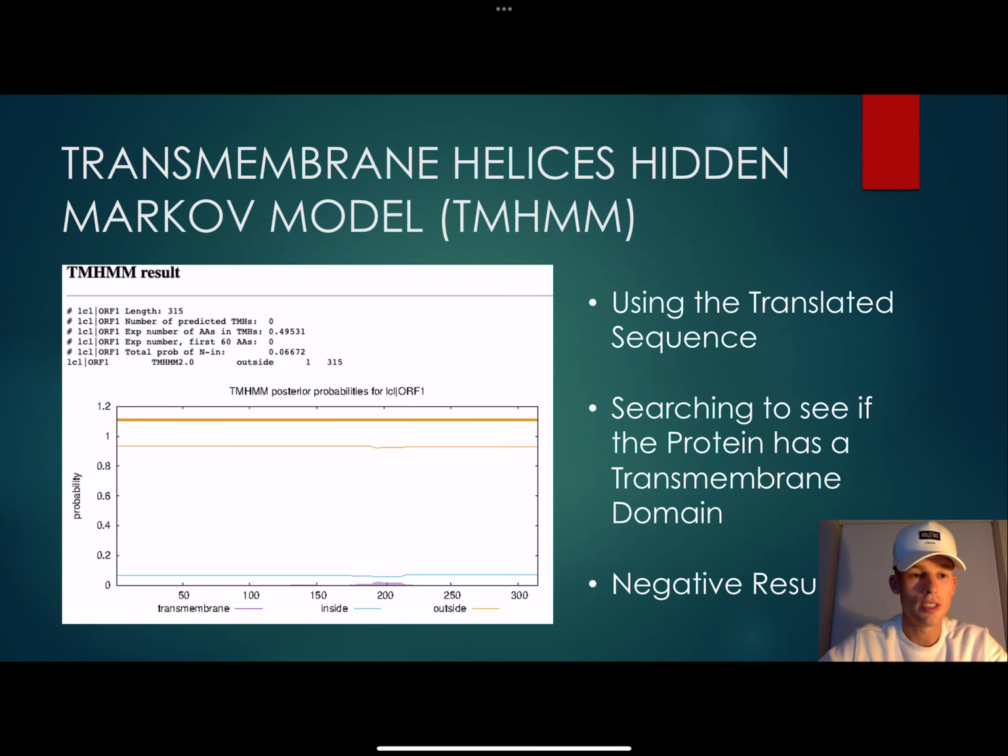So next was the transmembrane helices hidden Markov model. In this program, it's using that translated sequence that I got from the ORF finder, and it is searching to see if my protein actually has any transmembrane proteins. If you're looking at the graphic here, it may look like I didn't have any results, but it actually gave me a negative result. That tells me something, right? It tells me I don't have any transmembrane proteins.